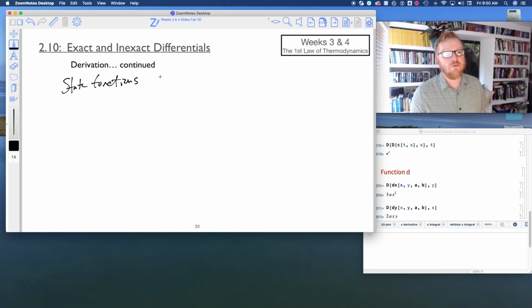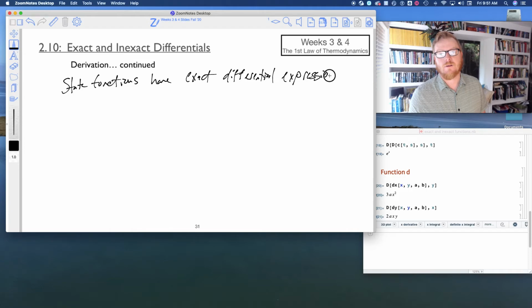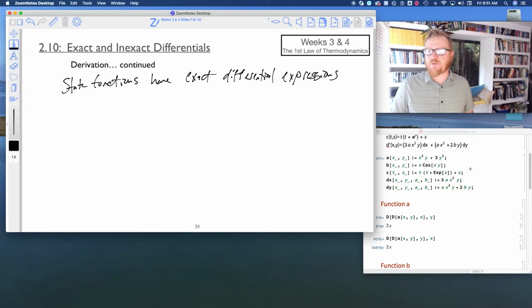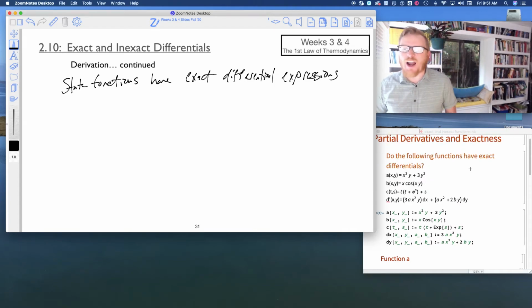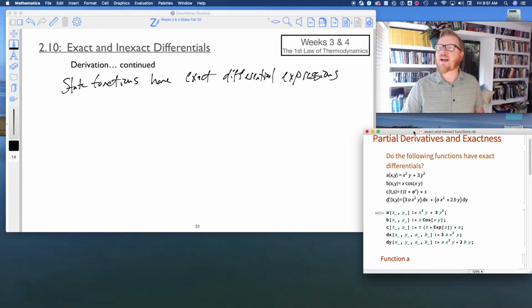state functions have exact differential expressions. Okay? So I know these functions here that I gave you are kind of crazy. They're not realistic for the kind of functions we're going to see in this class, but these represent good examples. We can see that not all functions are going to have exact differential expressions.